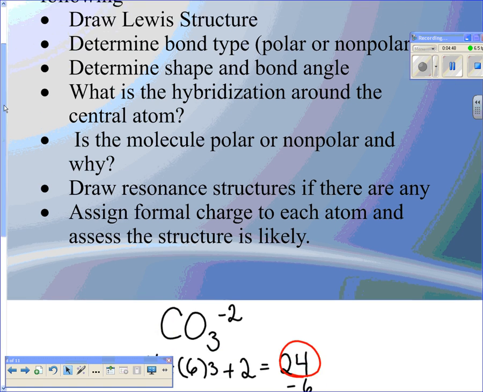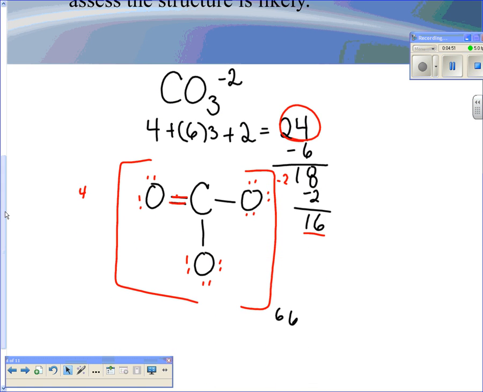So now determine the bond type. What I want to look at is what is the bond type. What I mean by bond is more polarity.